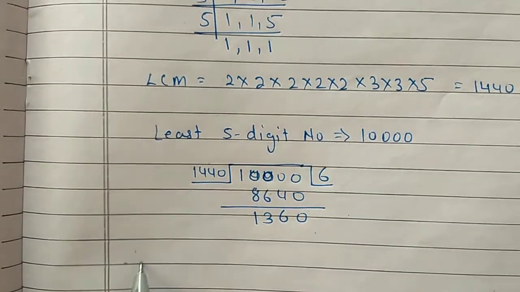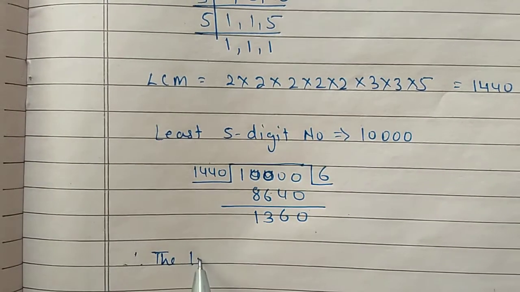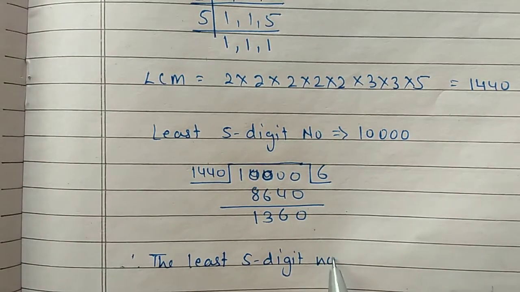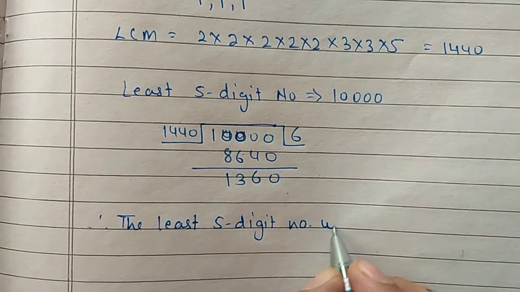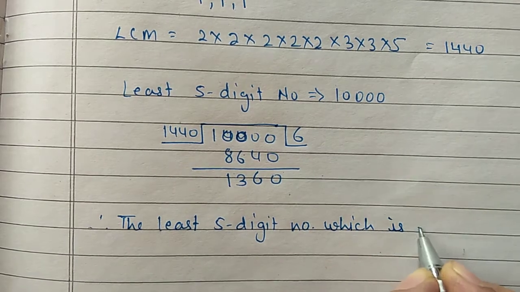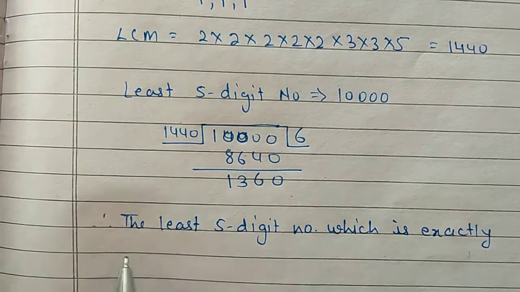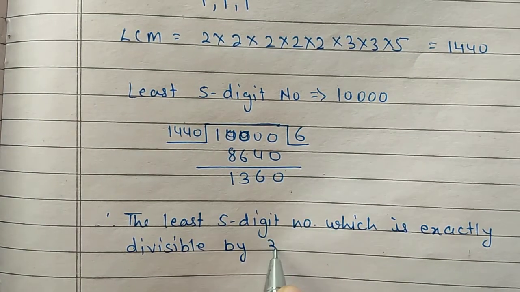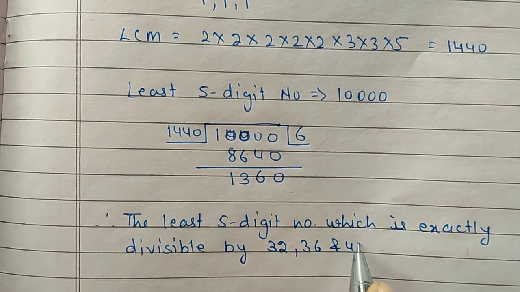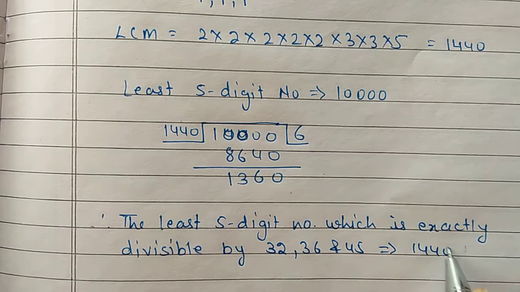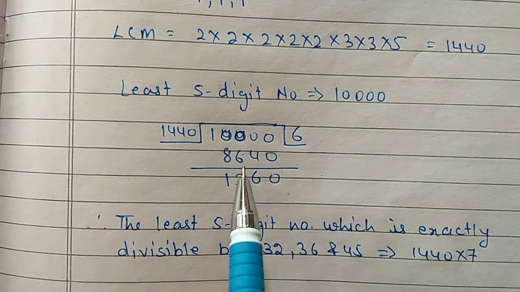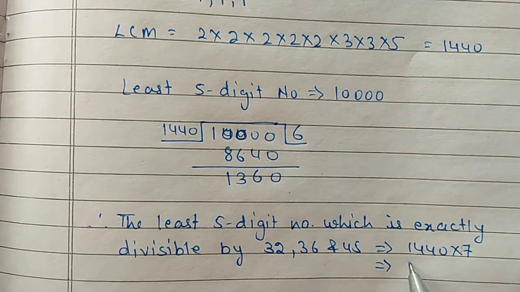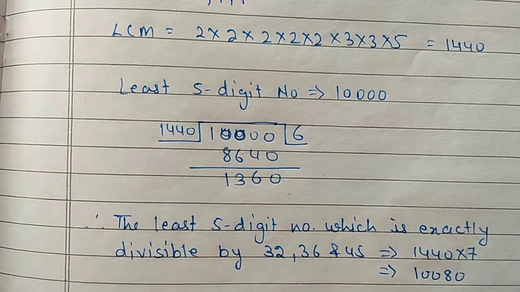So therefore the least 5 digit number which is exactly divisible by 32, 36 and 45 is 1440 into 7, because when 6 times we are getting a 4 digit number, 7 times we will get a 5 digit number. After multiplication you will get 10080.